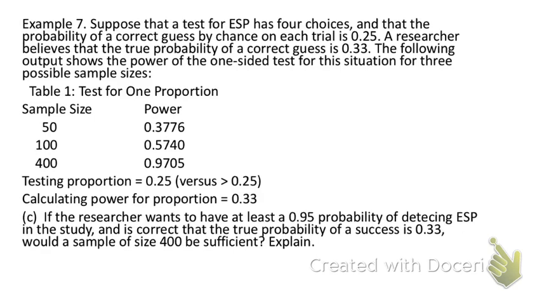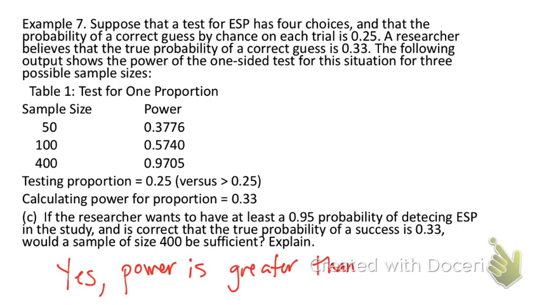Okay, next question. If the researcher wants to have 95% power and is correct that the true probability of success is 0.33, would a sample size of 400 be sufficient? So basically, is my power over 95%? Yes. So say yes, have a sample size. Power is greater than 95%. You could say power equals 0.9705, something like that.